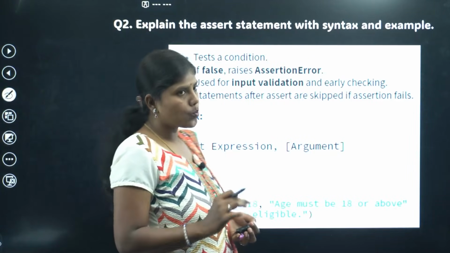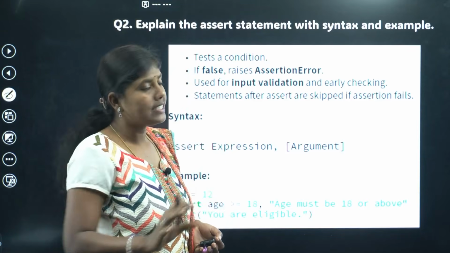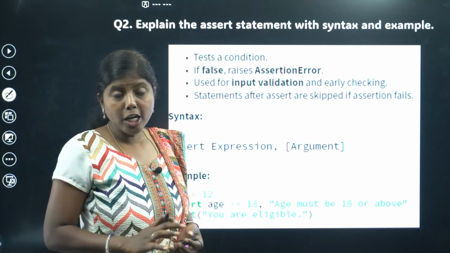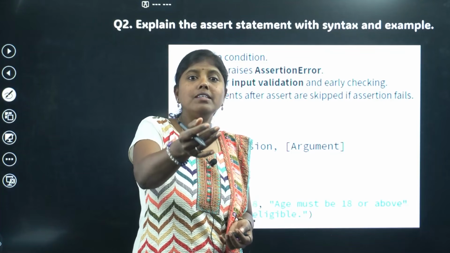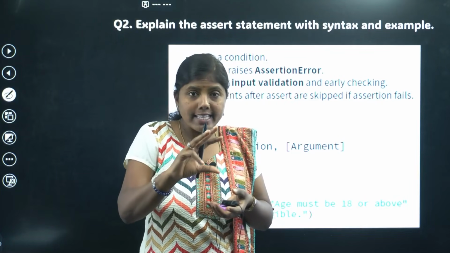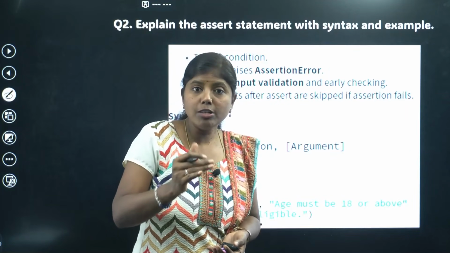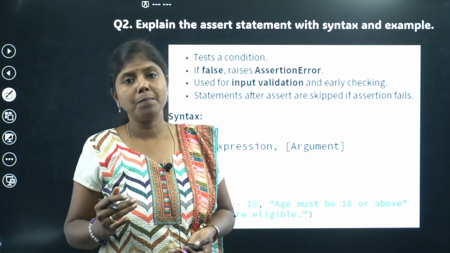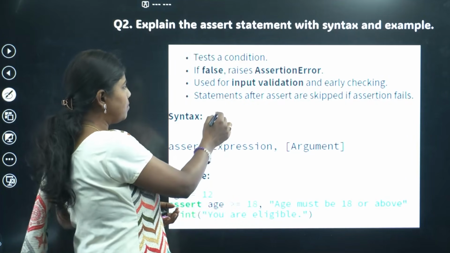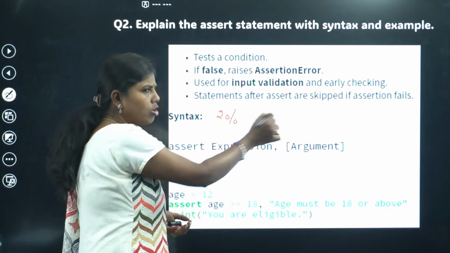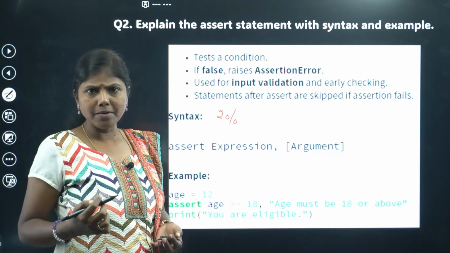What is there in the next question? Explain the assert statement along with the syntax and example. Just now you have seen what an exception is and what the built-in exceptions are. Exceptions can be raised automatically by the interpreter, and also they can be raised manually. For example, if I take the number 20 and divide by 0, I do not have to do anything, the interpreter raises the error.